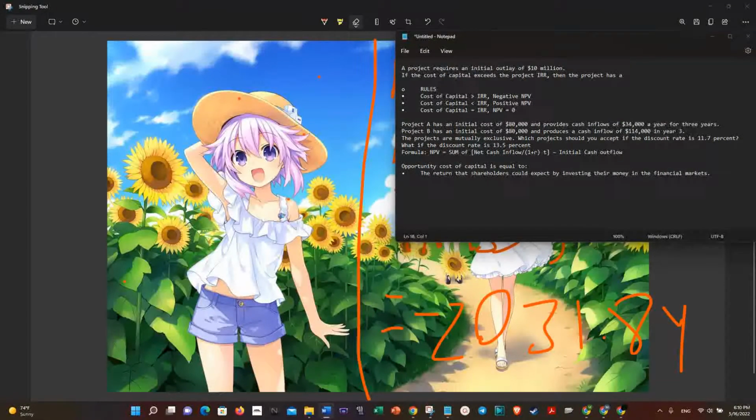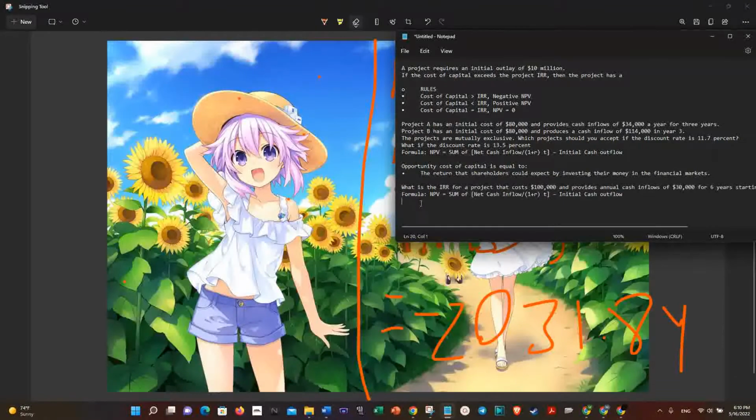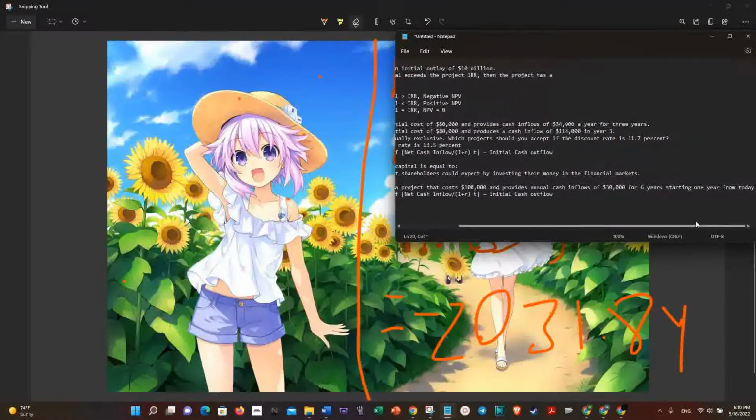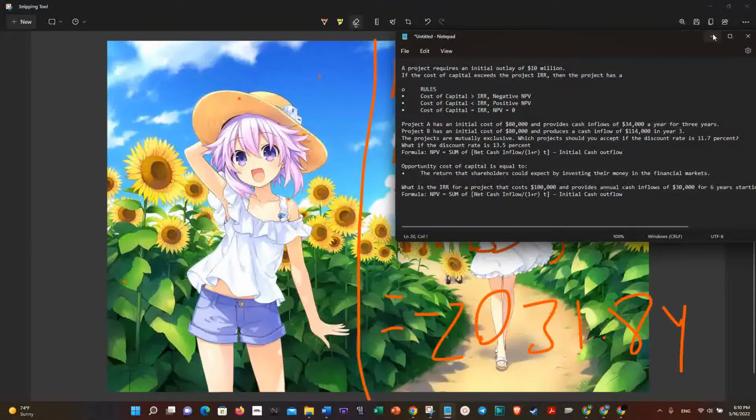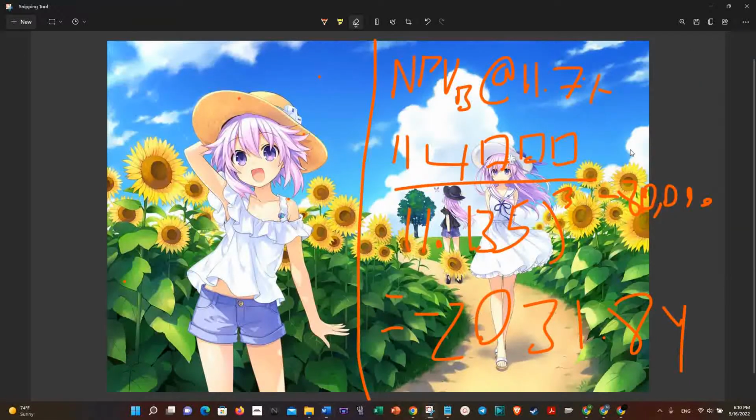Up next, we have this question right here. What is the IRR for a project that costs $100,000 and provides annual cash inflow of $30,000 for 6 years, starting 1 year from today? So for this, we need the sum of net cash flow again. I know you're probably sick of me writing it, but just for the sake of refreshing your memory, because I always advocate for writing the equation before you start doing the work. NPV.